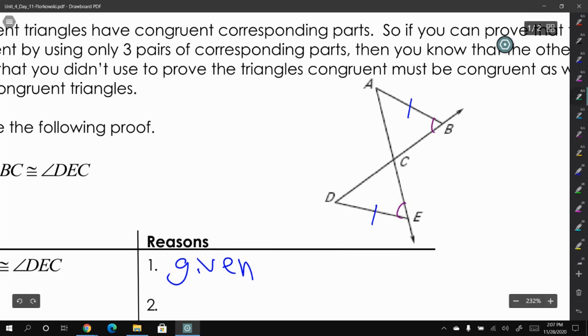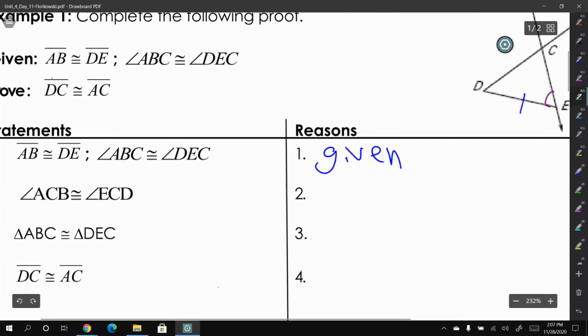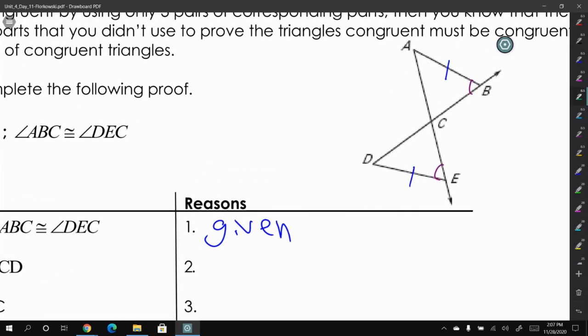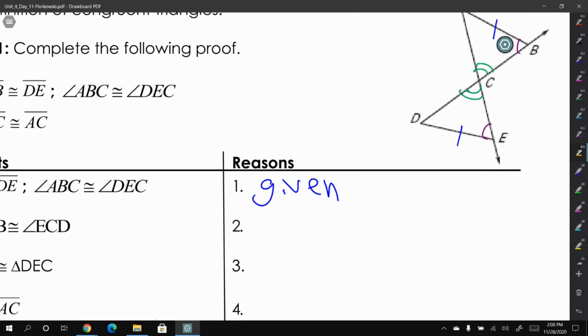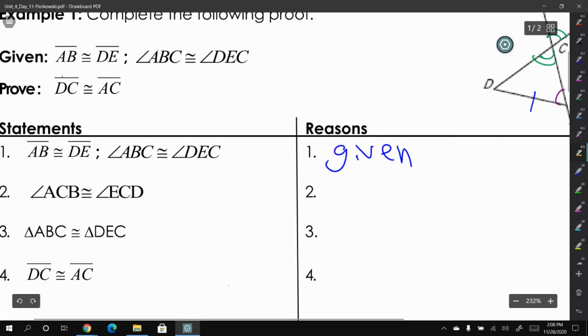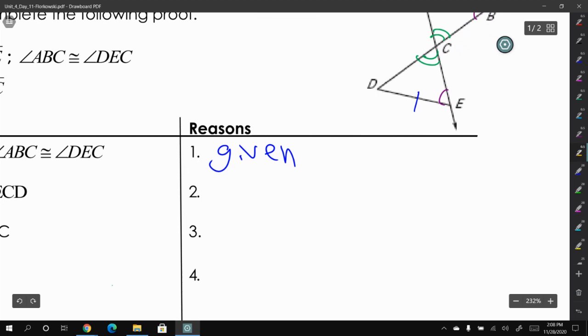Now, if we look at the proof, the next part says that angle ACB is congruent to angle ECD. That's these 2 vertical angles here. So now we can look at the top triangle and the bottom triangle and say that those 2 triangles are congruent by angle, angle, side, because we have 2 pairs of congruent angles and a non-included side. So let's fill these things in. Why were we able to say that angle ACB is congruent to angle ECD? Well, those are vertical angles.